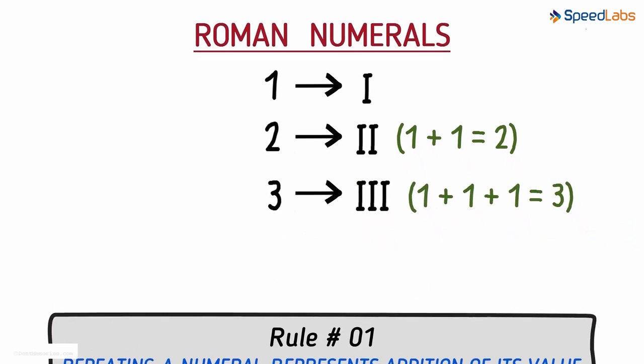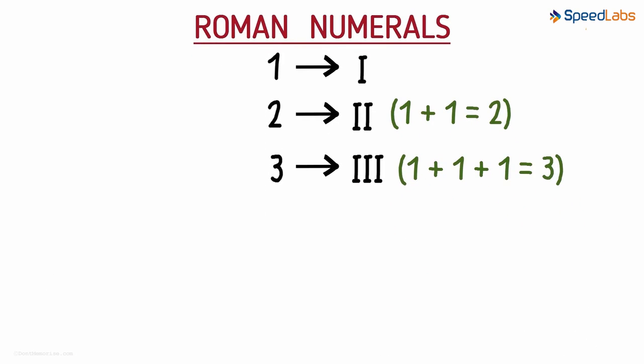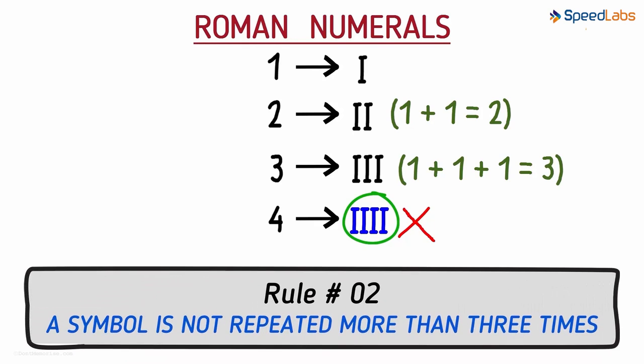So let us move ahead and see how we write the Roman numeral for the number 4. Do you think 4 will be written like this? Though it may seem to be correct, that's not the symbol for the number 4. I'm sure you would like to know why. It's because of the next rule. It says that a symbol is not repeated more than 3 times. It means a symbol can be repeated for a maximum of 3 times only.